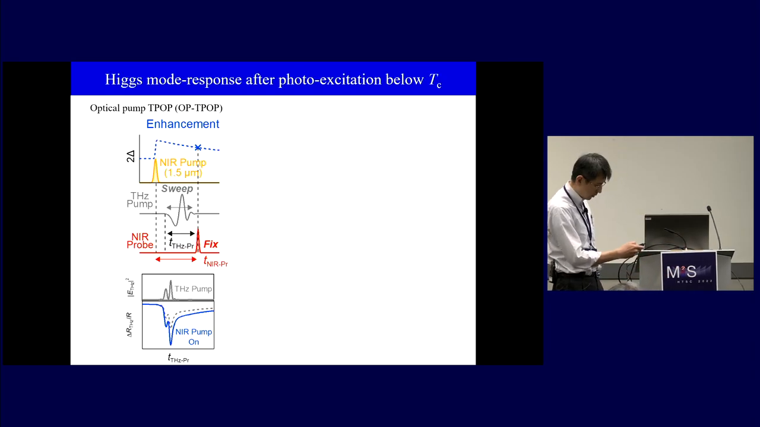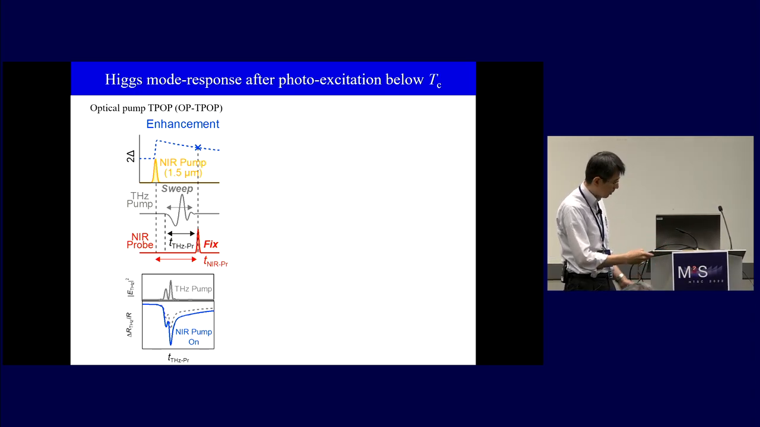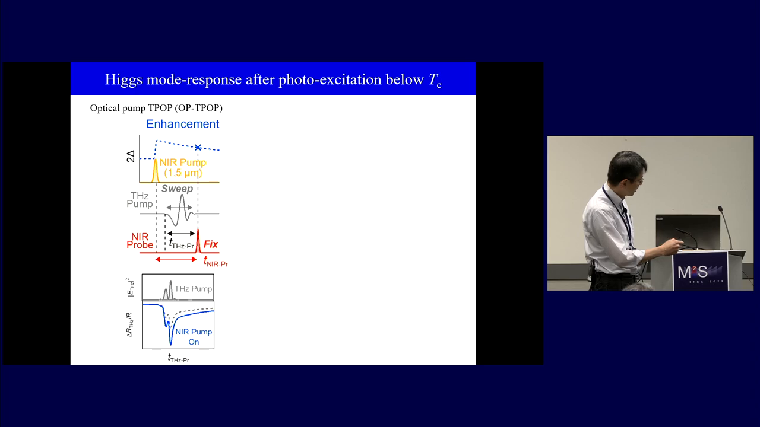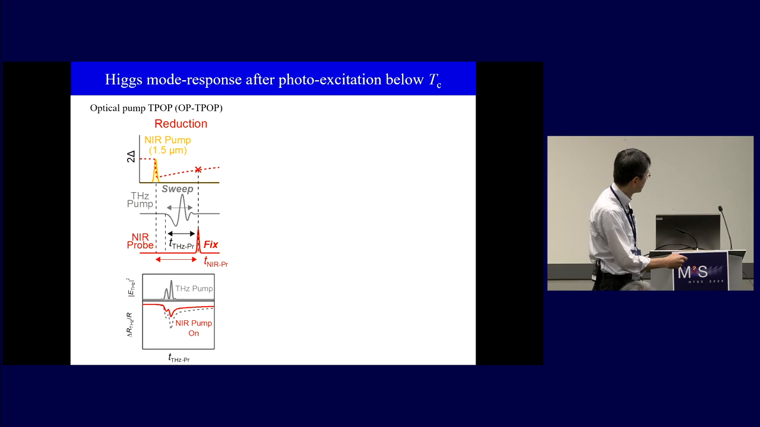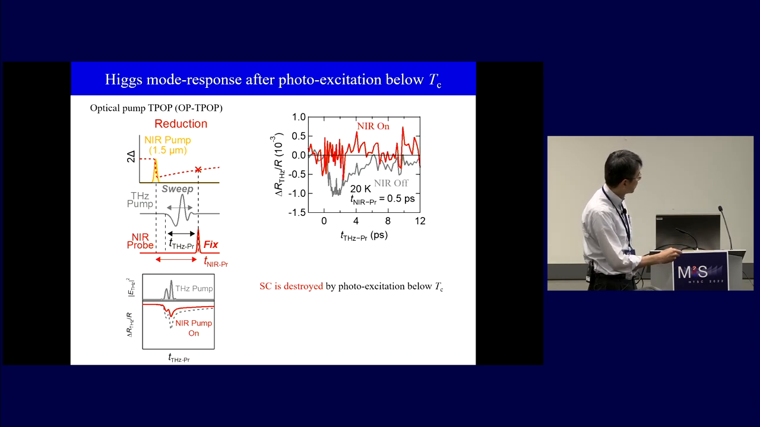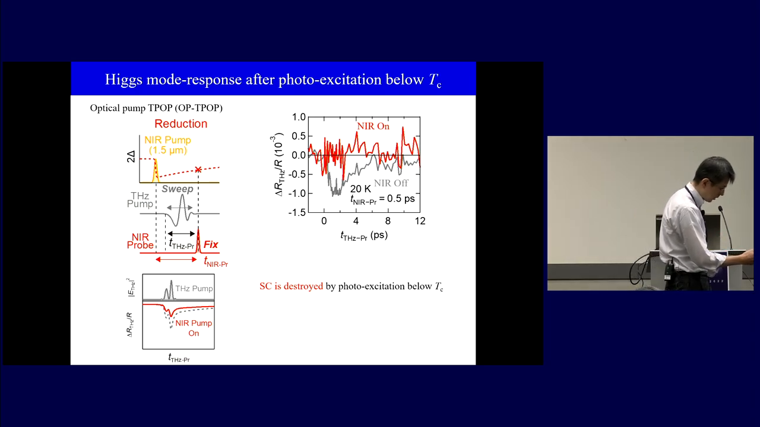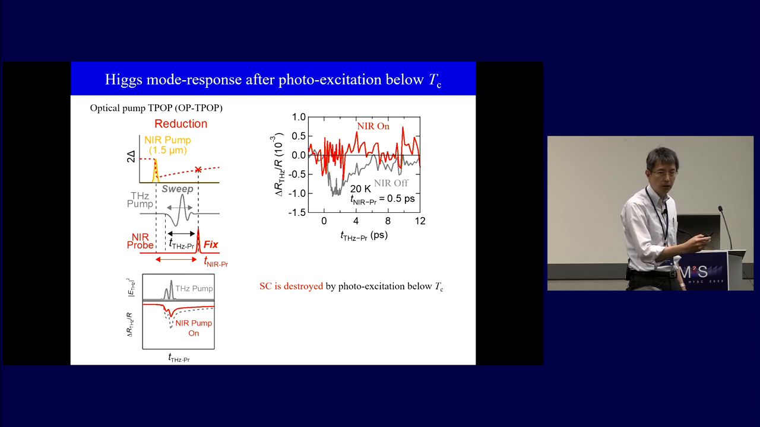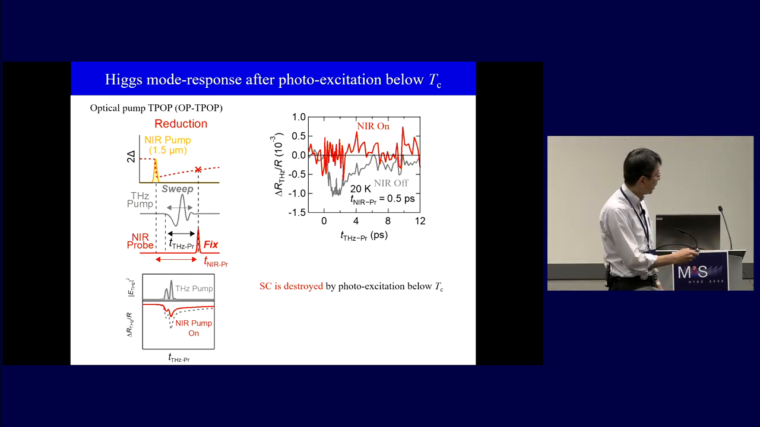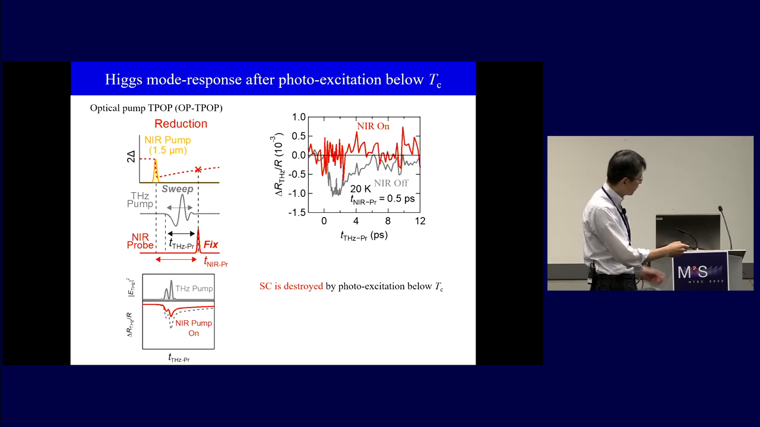Then we introduced the optical pump to induce superconductivity here. So if this pump induced the superconductivity, this TPOP signal should increase. On the other hand, if it suppressed the superconductivity, this TPOP signal should decrease. And below TC, this is without pump, and this is with pump. So after the pump, this TPOP signal disappears. So this means that optical pump totally suppressed the superconductivity. The important point is that this way we can get rid of this penetration depth mismatch problem.